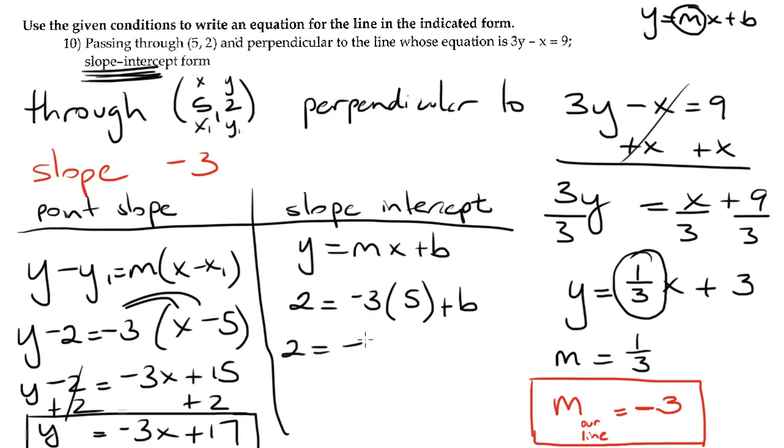So 2 equals -15 plus b, as another ambulance rolls down 59th Street.